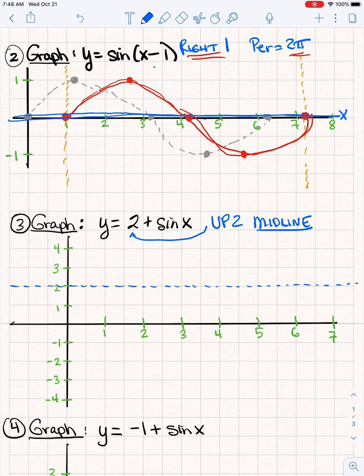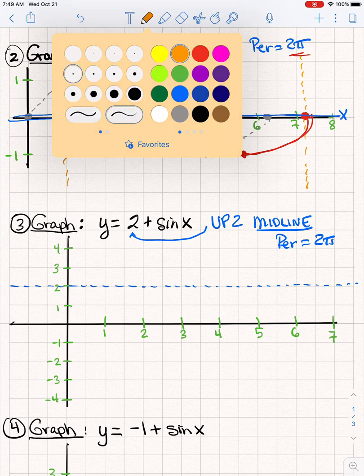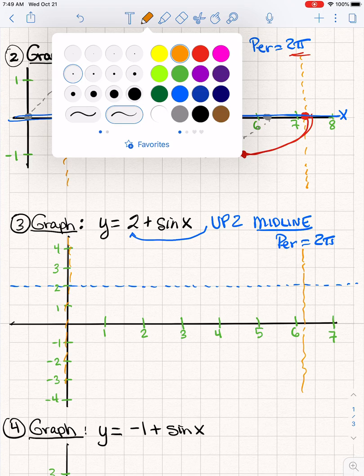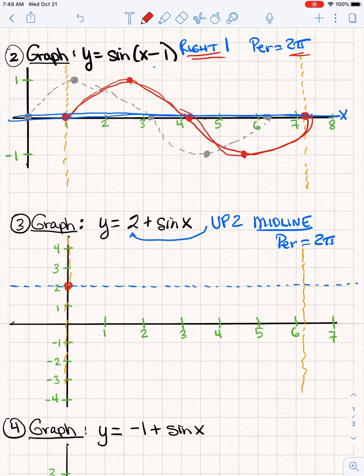So when we go to plot our sine, the period on this is still 2 pi. So we're going to be graphing from 0 to 6.28, just like the basic. It's just we're going to move everything up. If I start this one at 0, I'm starting it on my new midline, where I slid that x-axis up. Then at 1.57, I'm going to go up 1.